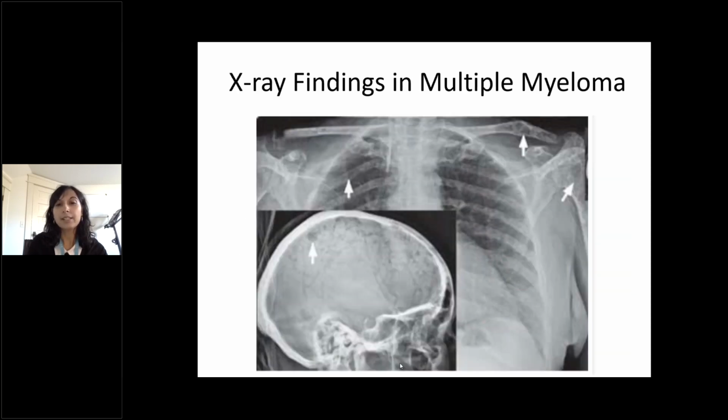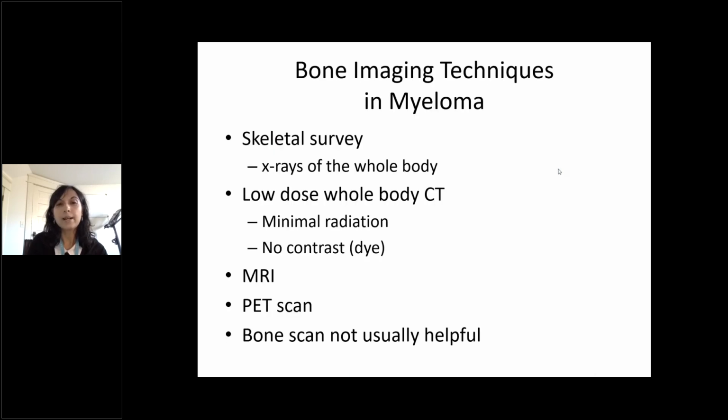So some X-ray findings in myeloma: these brown shadows here, as denoted by the arrows, are the lytic lesions. And now, as I mentioned, we're using CT scans pretty routinely to check for bone lesions. If I have suspicion that there's likely something in the bones, but I'm not picking something up on CT, then we'll move to MRI, or even PET scan can often be quite helpful. Bone scans are not, however, usually beneficial in this disease.